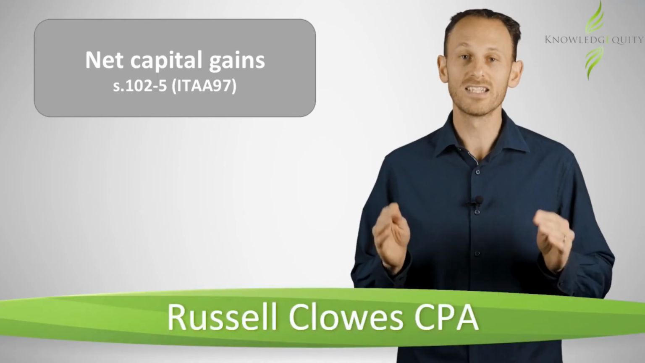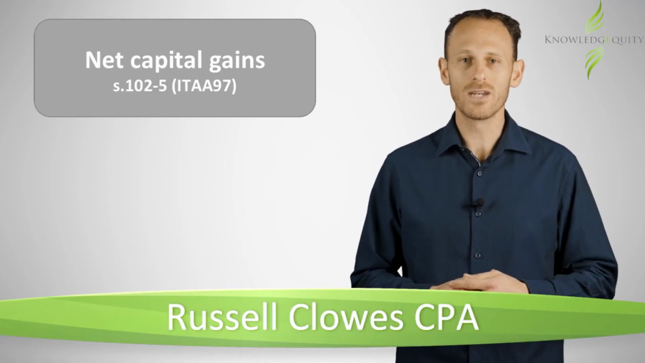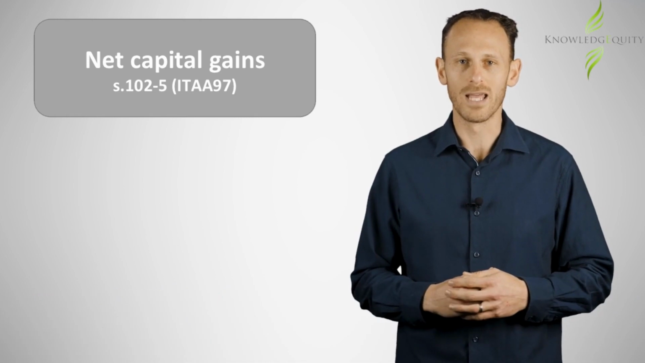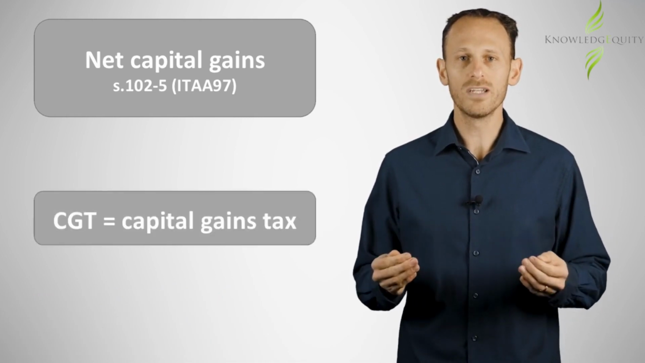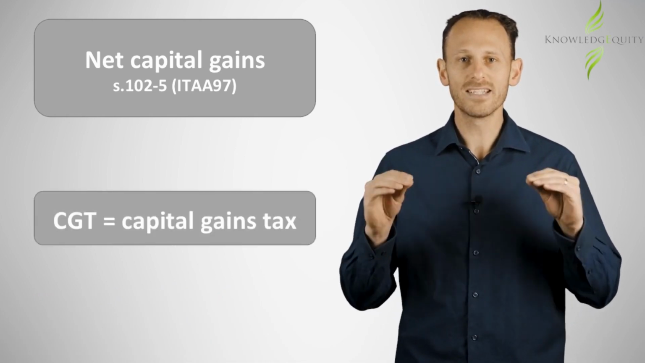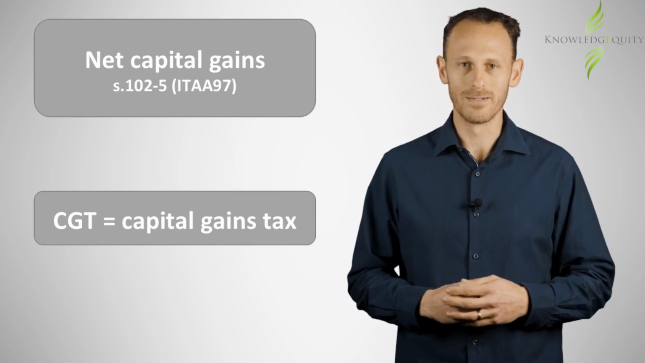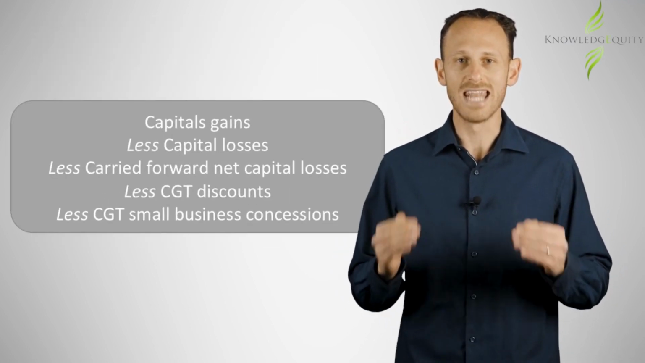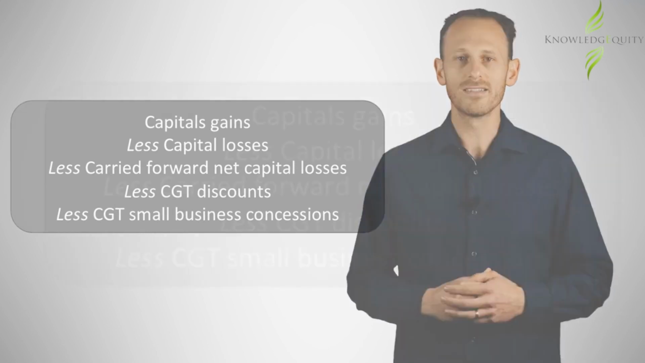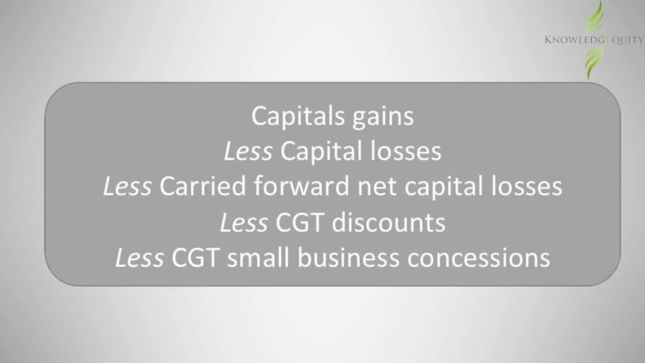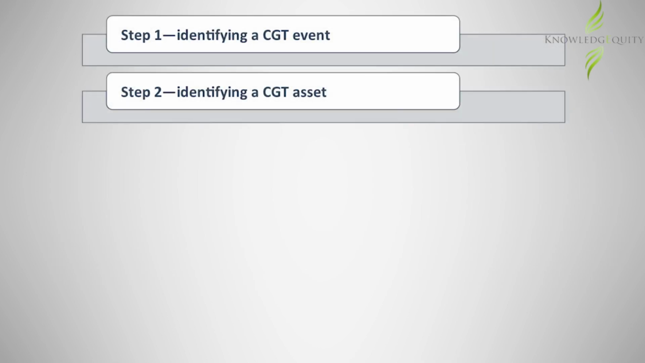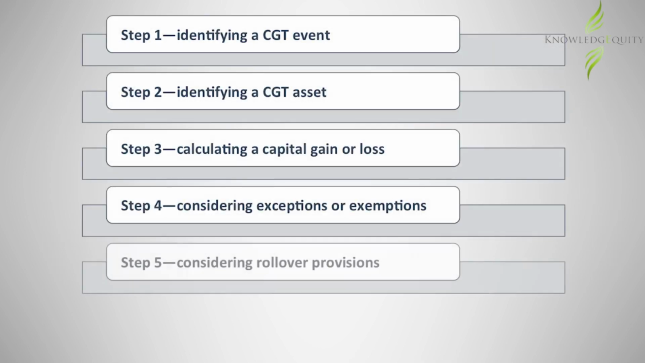Net capital gains are statutory income under Section 102-5 of the ITAA 97. They are included in taxable income and assessed at the taxpayer's marginal rate. The calculation of the net capital gain is reflected in this simplified formula. Further, there is a 6-step approach to calculating the net capital gain.